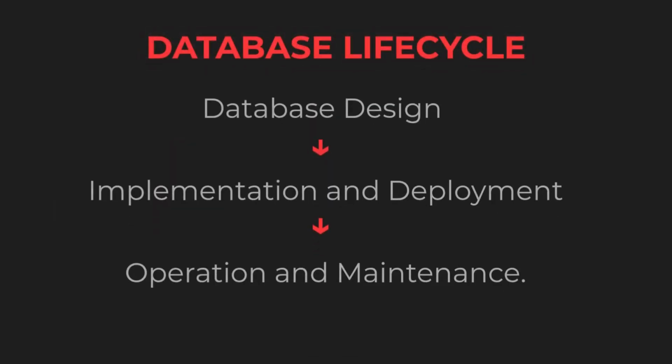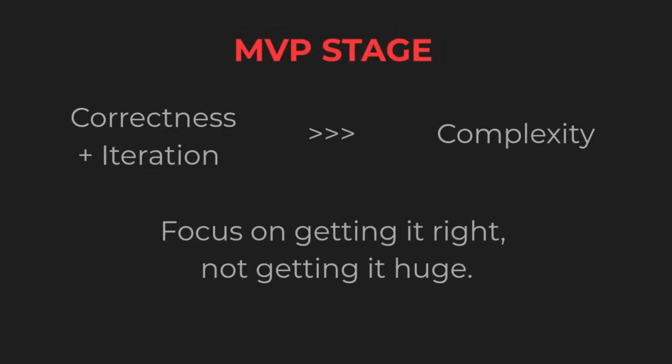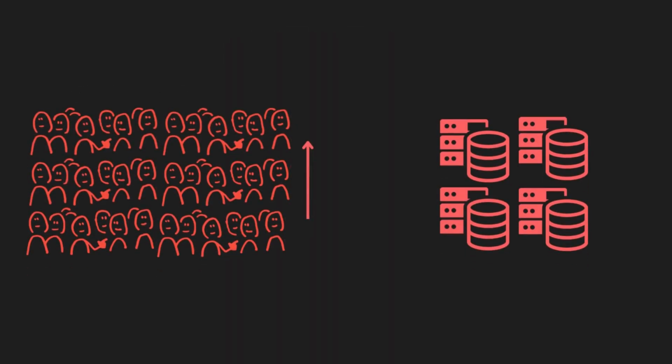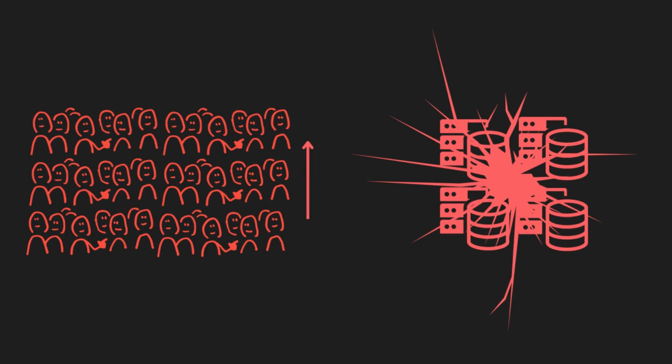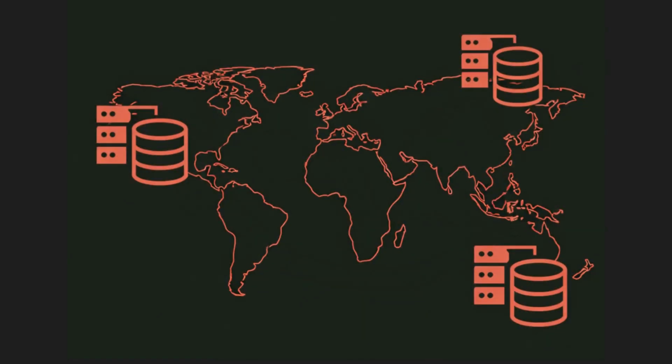Scaling isn't a single leap. It's a sequence of trade-offs. Think of growth in stages. At a very small user count or MVP stage, correctness and iteration matter the most. So, simplicity wins. But as users grow, latency and throughput become visible. And once at a global scale, operational complexity explodes, and this requires some big changes.